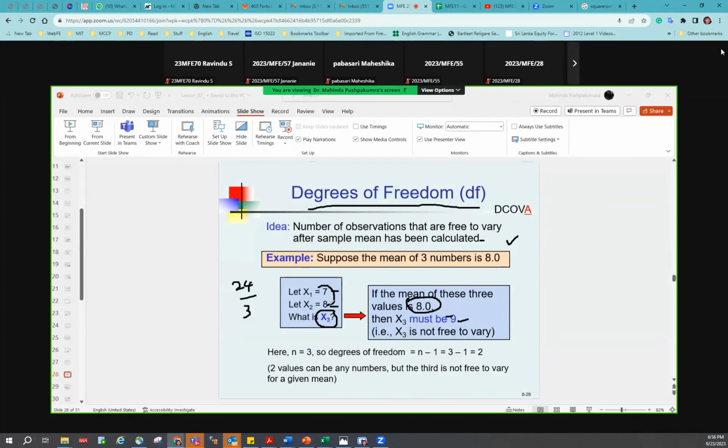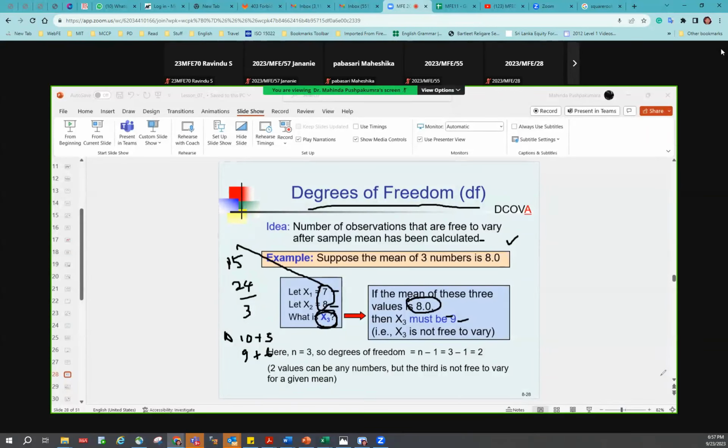To be a sample mean of 8, the last value should be 9. How about these two values? These values are 7 and 8, but the sum of these values is 15. Then they have freedom to change. It may be 10 and 5. It may be 9 and 6. Free to vary. They are free to vary to any value without changing the sample mean. But the third value should be 9.